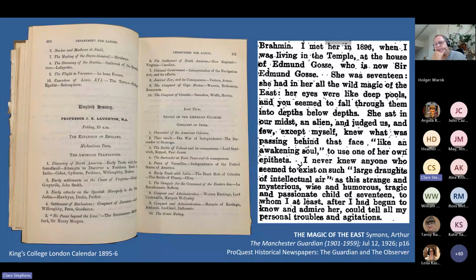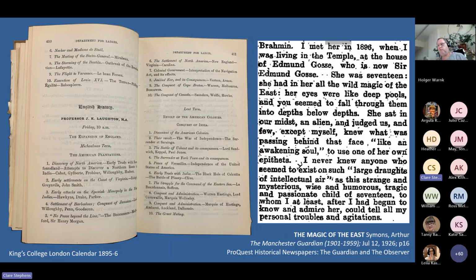So although she's studying English history, when we look at the college calendar of the period, we can see that the notion of English history is actually imperial history. And what she's studying is the conquest of India. And one particular thing is early trade with India, the Black Hole of Calcutta, the Battle of Plassey and Clive. So this is a point where Sarojini really becomes aware of the injustices of the empire.